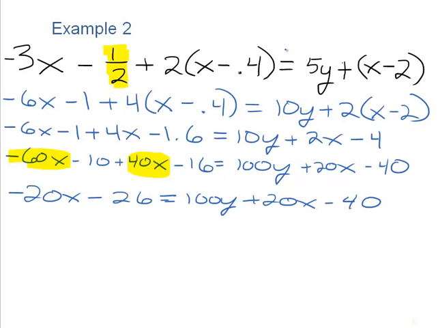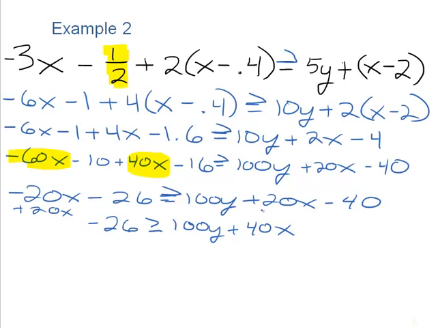But what if this was an inequality, right? What if I turn these all into a greater than or equal to? Then it does matter. So let's add 20x to both sides and have negative 26 greater than or equal to 100y plus 40x, right? Because I added 20x here and I added 20x here, and then minus 40.